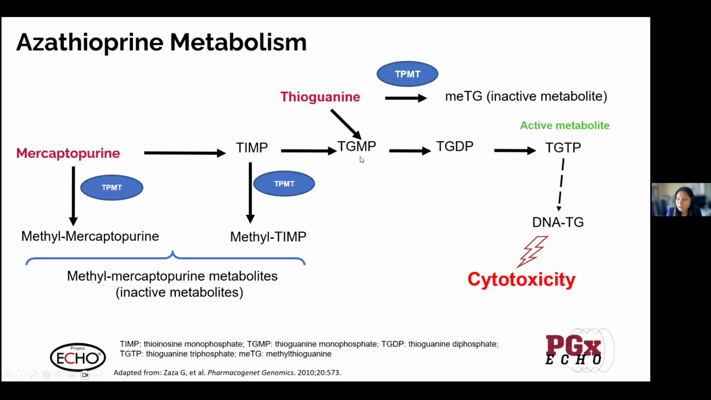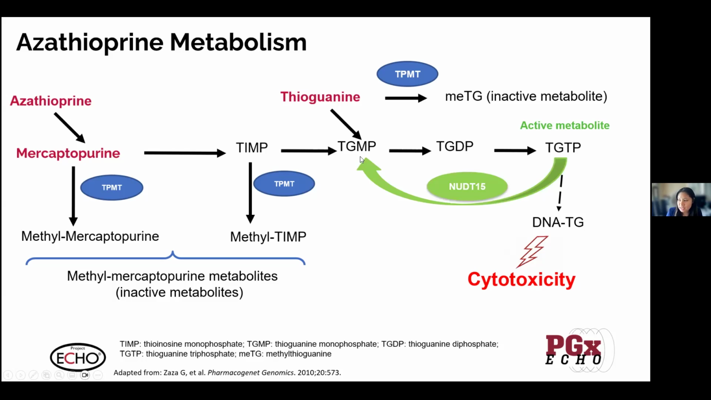Thioguanine enters the pathway a little downstream, and it gets metabolized directly into thioguanine monophosphate and follows the path there. It also has a pathway for TPMT to deactivate it into methylthioguanine. And then azathioprine, like mentioned earlier, is a prodrug of mercaptopurine, so it enters a little upstream from mercaptopurine.